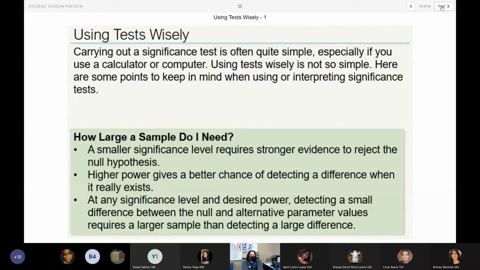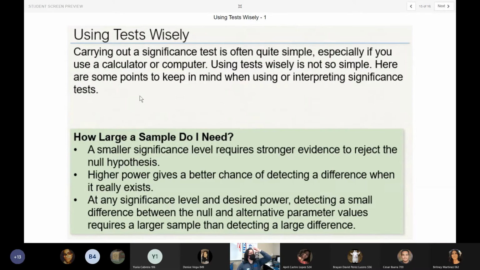So lastly, we need to make sure that we are using our tests wisely. Carrying out a significance test is often quite simple, especially if you use a calculator or a computer. Using tests wisely is not so simple. Here are some points to keep in mind when using or interpreting significance tests.